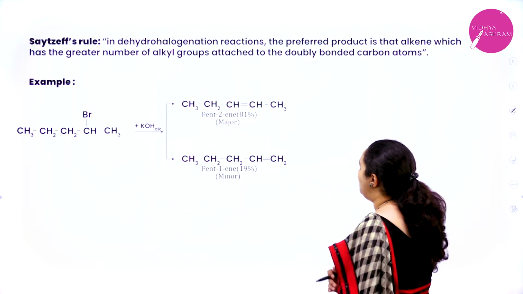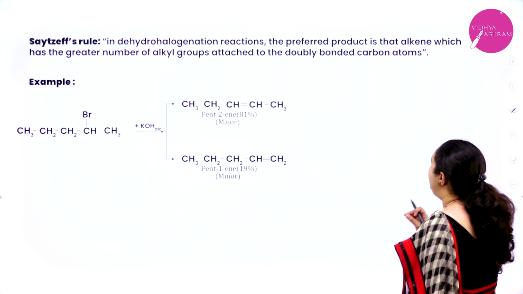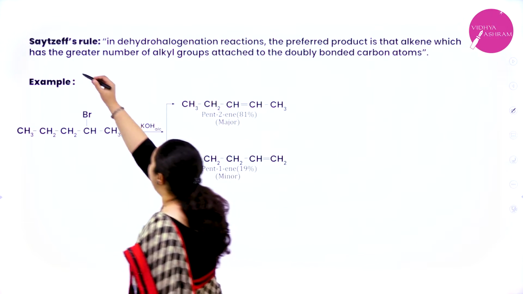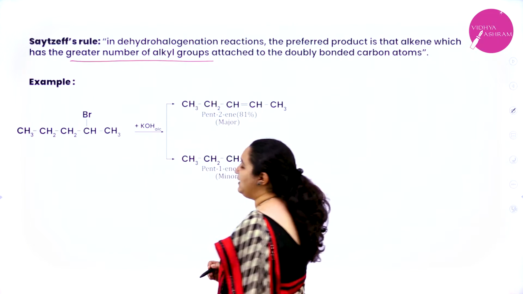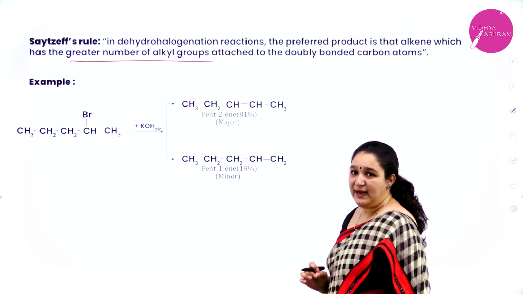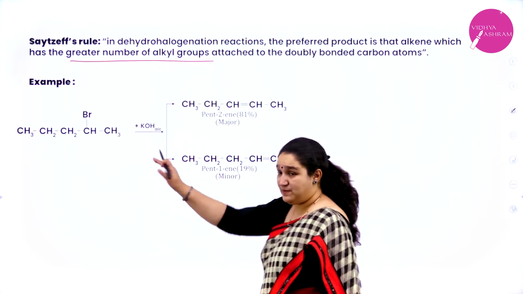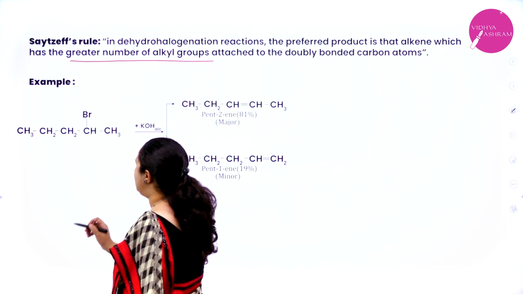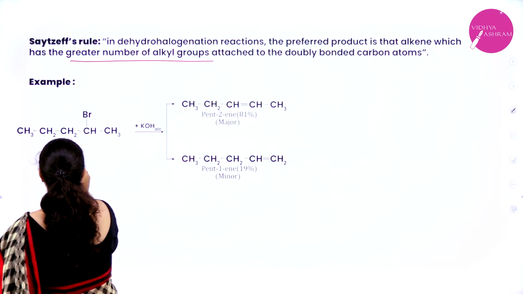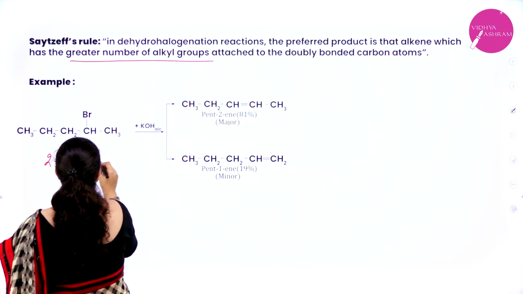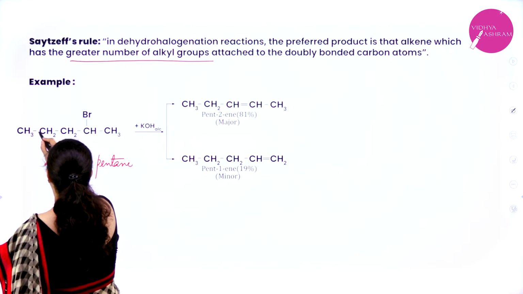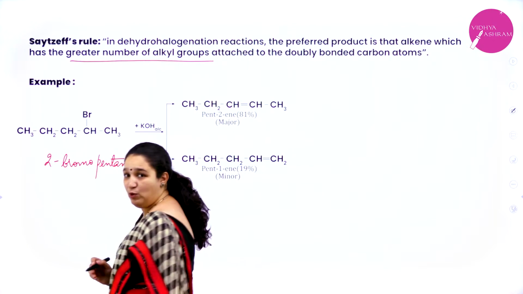In dehydrohalogenation reaction, the preferred product is that alkene which has greater number of alkyl group attached to doubly bonded carbon atom. Or I shall explain this with an example. Now for example, here we have taken 2-bromopentane. Correct? 1, 2, 3, 4, 5. Second carbon atom, I have the bromine group.